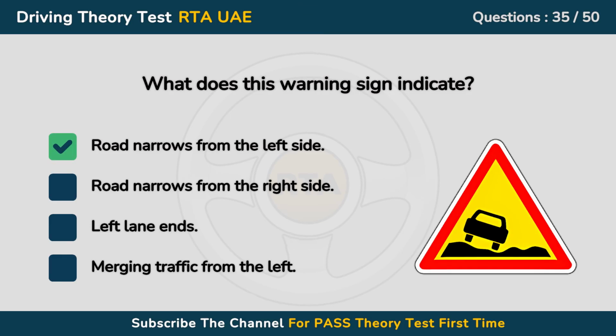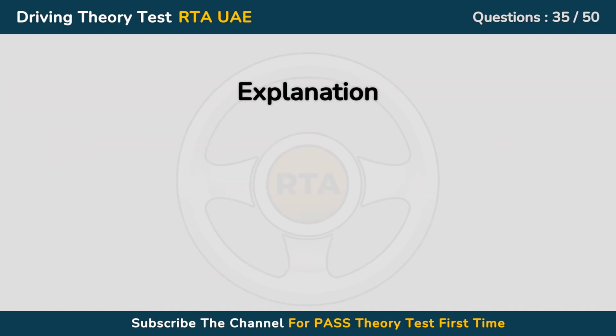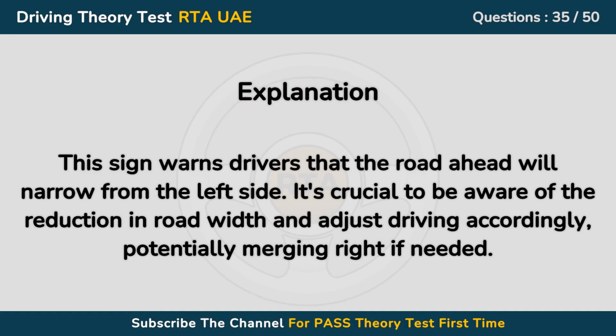Answer is A. Road narrows from the left side. This sign warns drivers that the road ahead will narrow from the left side. It's crucial to be aware of the reduction in road width and adjust driving accordingly, potentially merging right if needed.